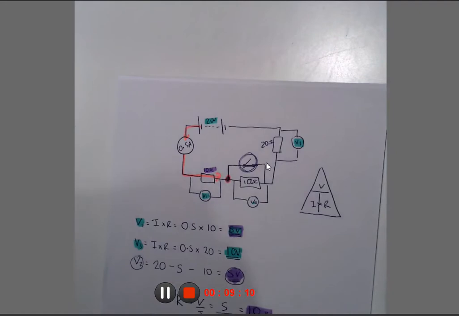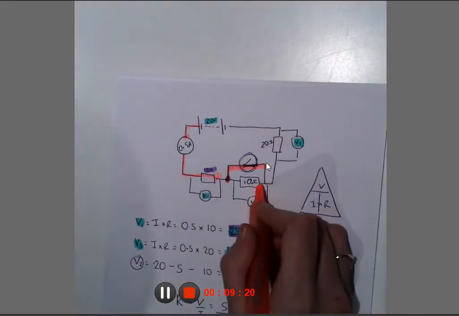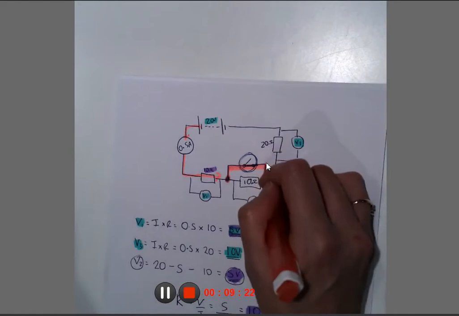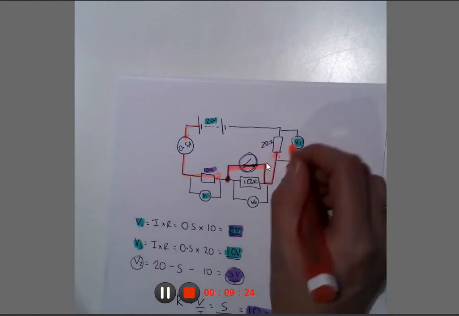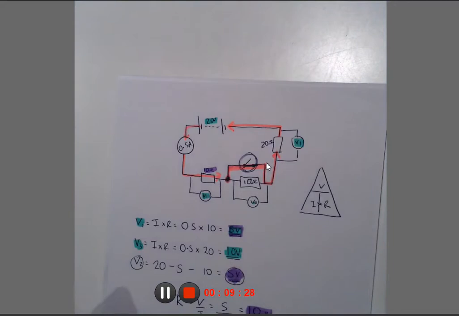That's now made a parallel circuit, and the current will go the quickest way. So actually, what happens is the current will all go this way, because it won't want to go through the resistor, that's too much hard work. So instead it will go this way. Now, when it goes that way, it's missed that resistance out.